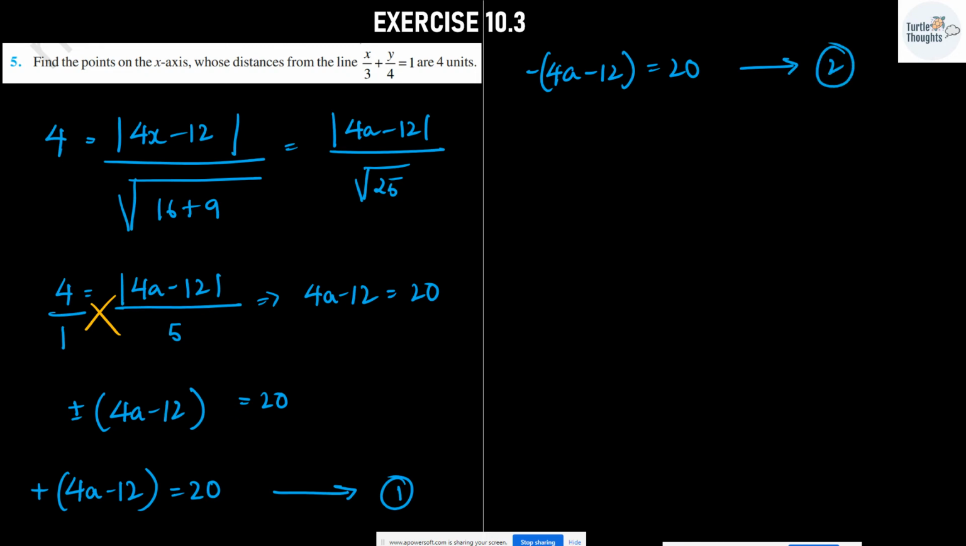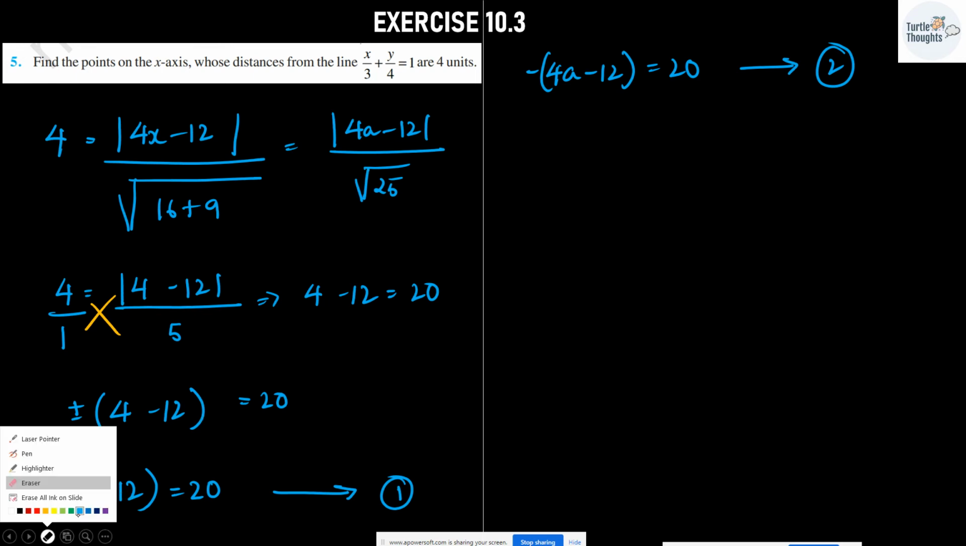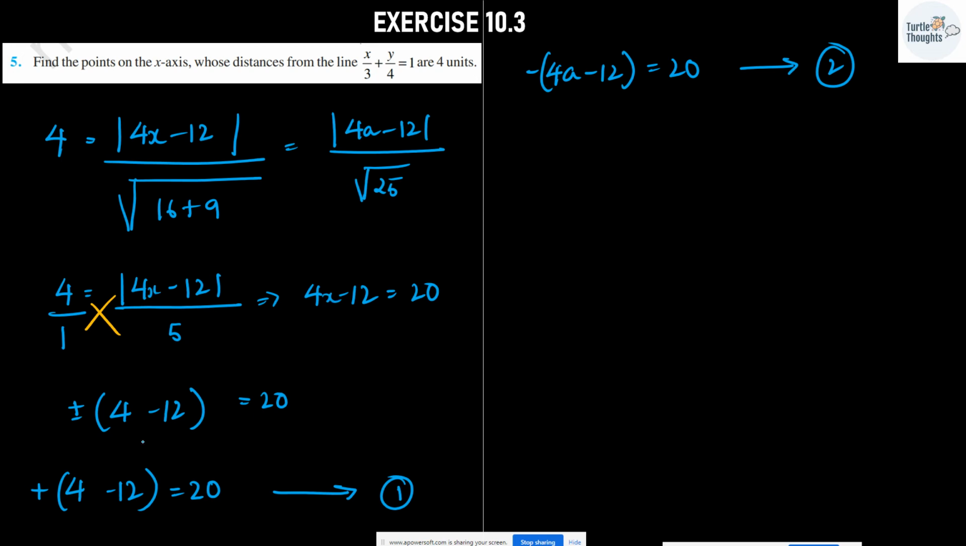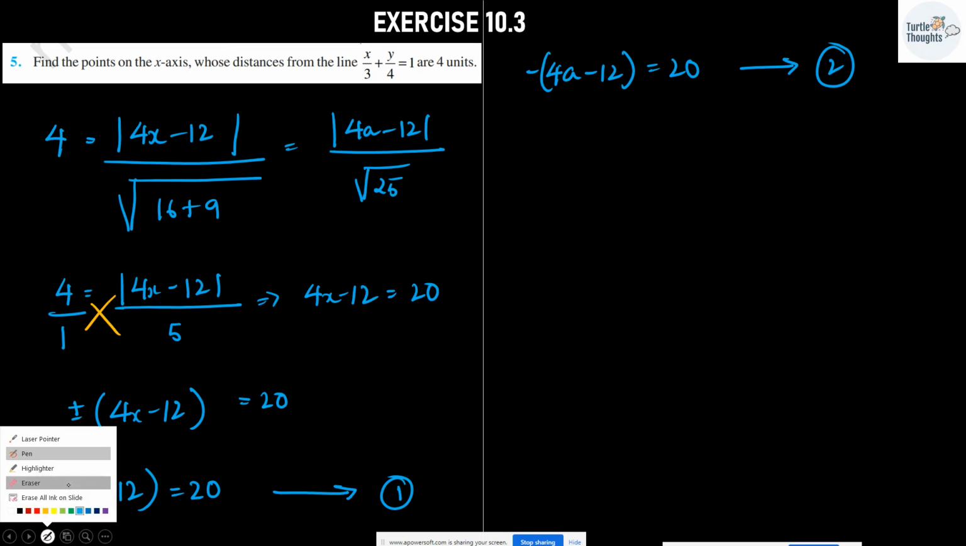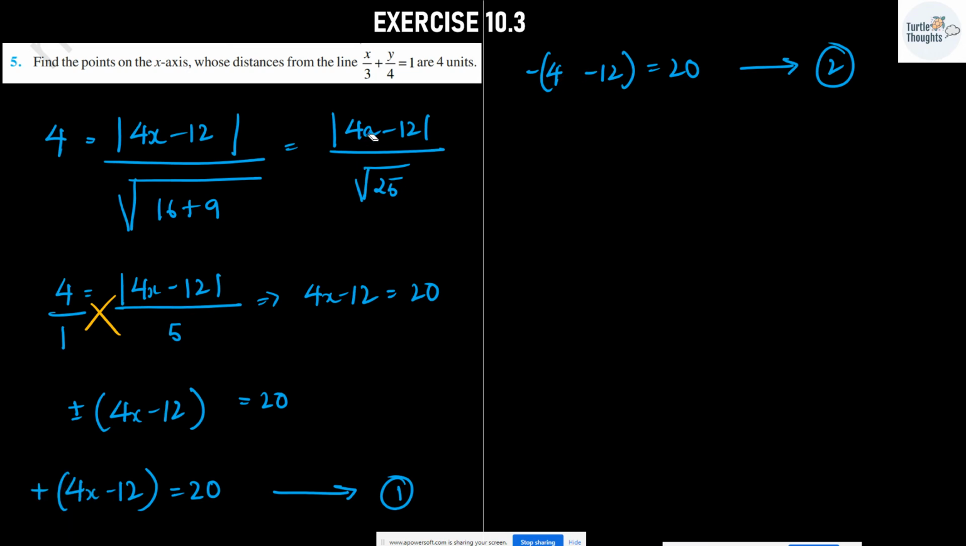You will be getting two values for x. Sorry, I have taken this as a, you should be taking it as x: 4x here, here also 4x, and here.